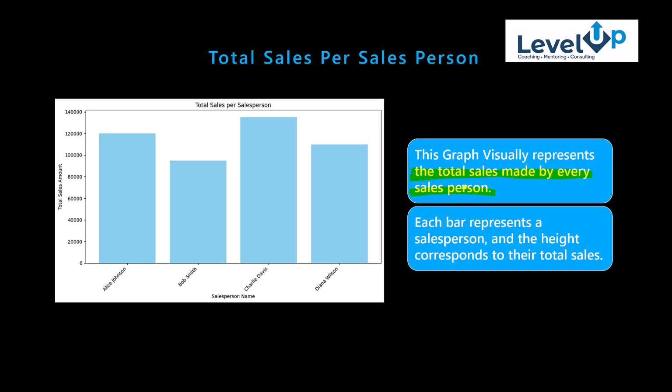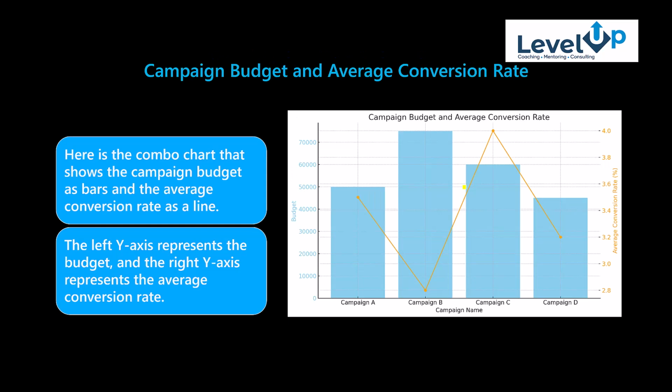But here, when I visualize the data with the help of graphs, it is very easy for me to understand. That is one reason why data visualization is also very important. If you look here, here is a combination chart that shows the company budget as bars and average conversion as lines. So budget versus this one. Campaign A did so many sales, campaign B, campaign C, campaign D. So you'll come to know by using this x-axis, y-axis, we can generate a lot of beautiful graphs.